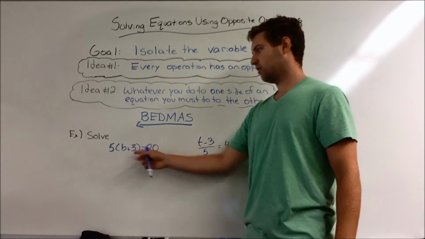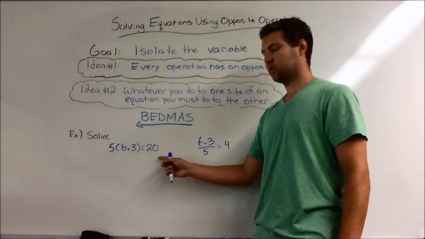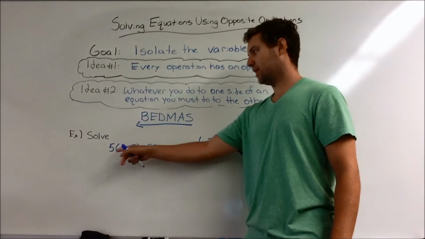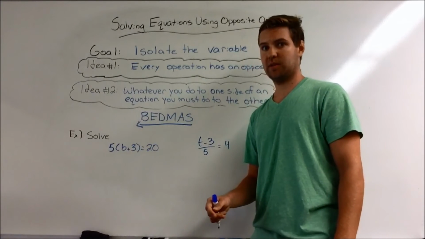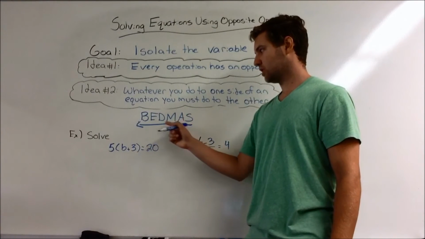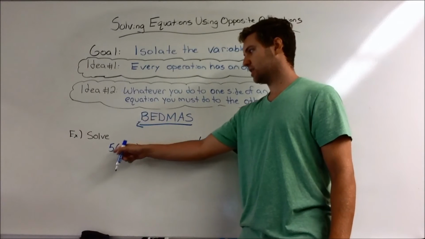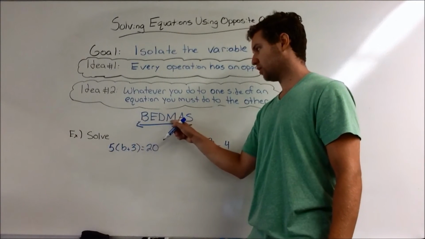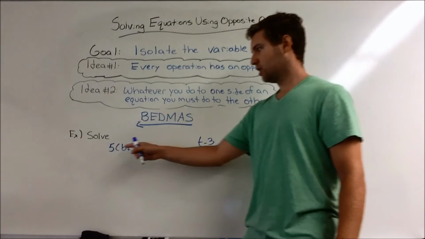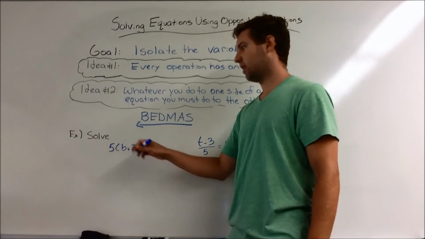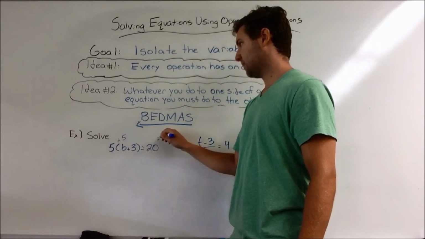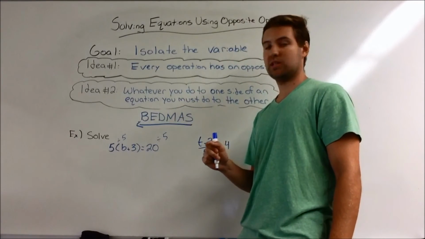Let's start over here. 5 times (b plus 3) equals 20. Our goal is to get b alone, but it has this 5 and this 3 on the side with it. Which do I move first? Well, brackets go last. So this 5 is being multiplied into the bracket, so it goes first. It's here at M. So the opposite of multiplying this 5 in is dividing by 5. And I make sure I use idea number 2 and do it to both sides.